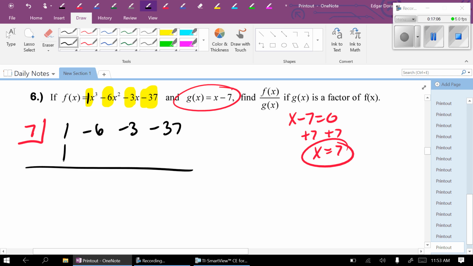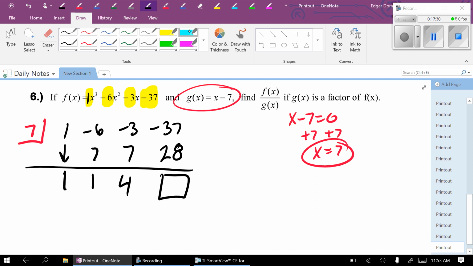So what's going to happen here is I'm going to drop the first, box the last, exactly as I always do. So I'm going to go ahead and do 7 times 1, that is 7. Add the column, so negative 6 plus 7 is 1. 7 times 1 again is going to be 7. Negative 3 plus 7 is 4. And finally, 7 times 4, okay, that's 28. And that's no bueno. I don't like the fact that I have a remainder, but we have one, so we got to work with it. The remainder here was negative 9.